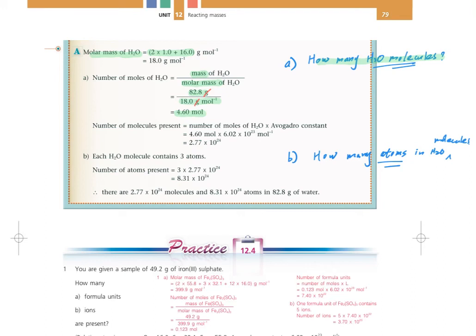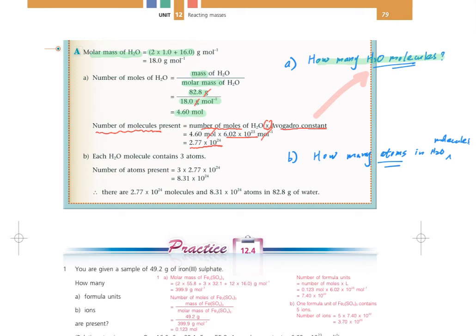Then, because the question asks you to find the total number of particles, we use the previous equation. Use number of moles times the Avogadro constant, so times 6.02 times 10 to the power 23. Then you can get the total number of molecules. You can see mole to the power -1 and mole cancel out. So remember that the total number of molecules is 2.77 times 10 to the power 24. You don't need to write any unit.